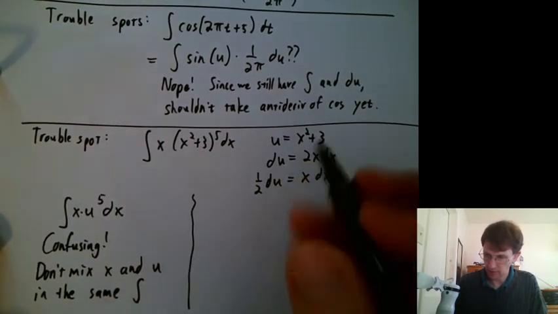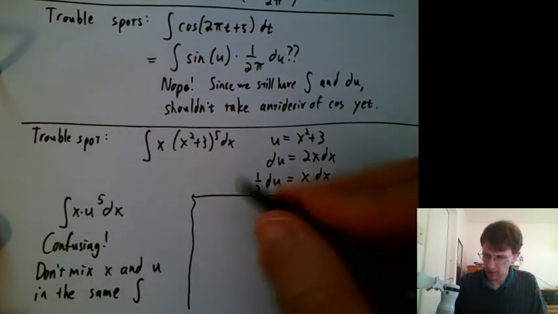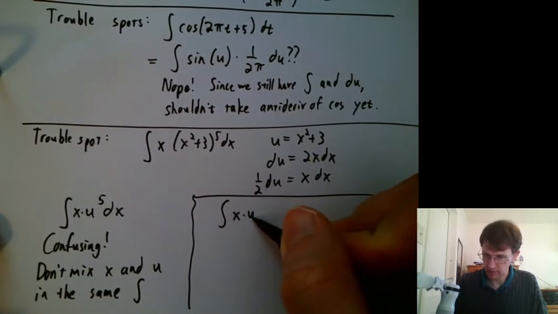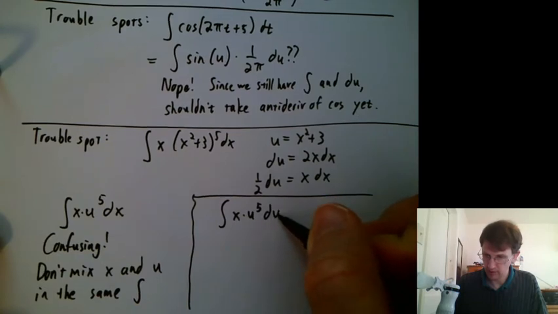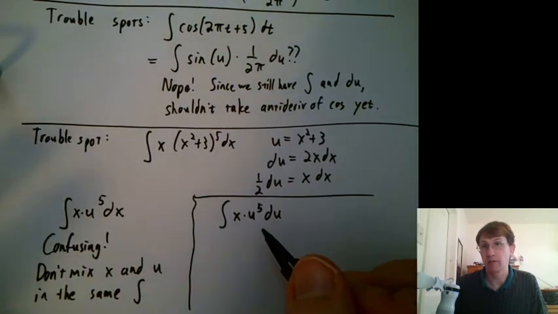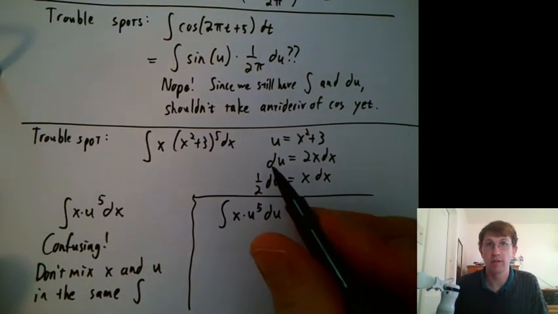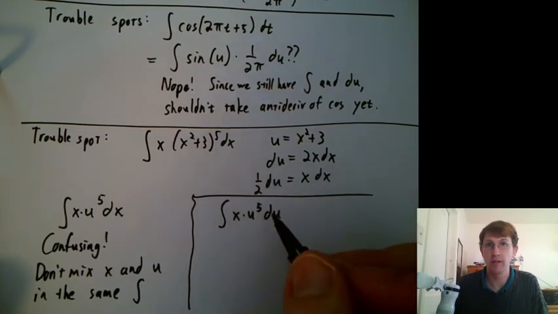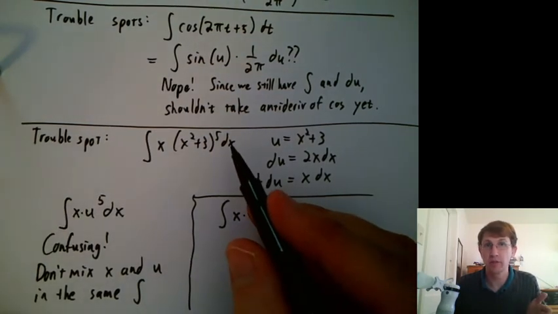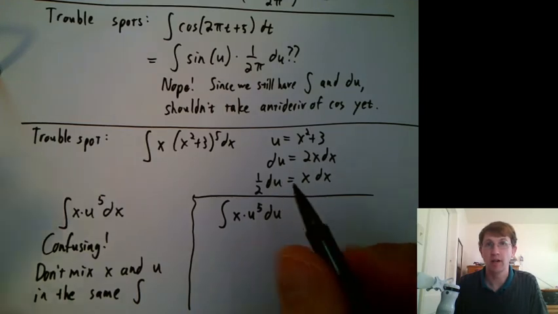Another thing people might write would be integral of x times u to the fifth du, which is not only confusing, but it's also wrong. It hasn't taken into account this 1/2 that we need. It just kind of plain old substituted dx with du.